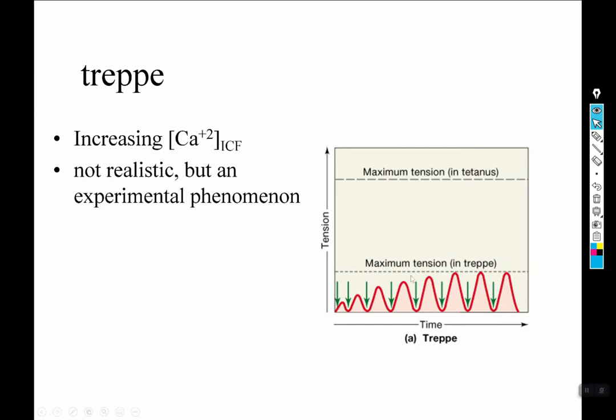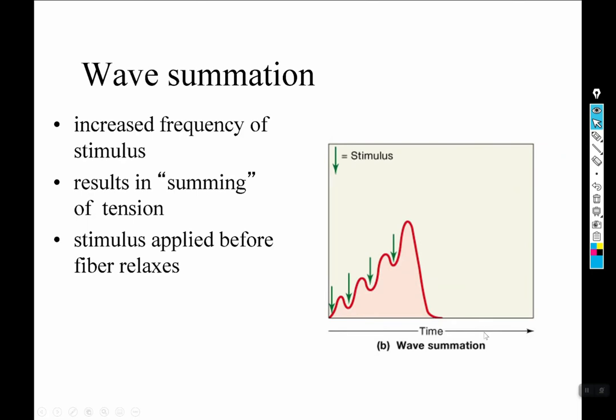So if you just apply very infrequent stimuli, this is what you get, but you have to do it in a laboratory setting with a single muscle cell preparation. If you increase the frequency of the stimulus, you get wave summation, where the additional amount of tension generation is added to the muscle fiber before it's completely relaxed. So we get more cross bridges and then more cross bridges and more cross bridges. So summing or additive. This is physiologically relevant.